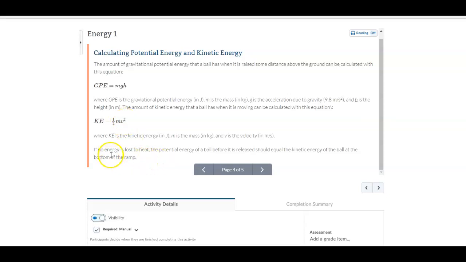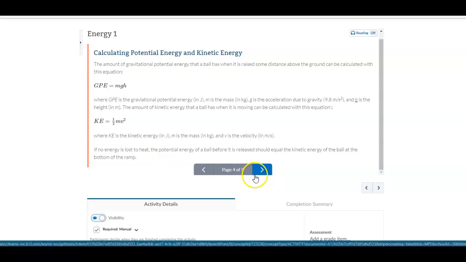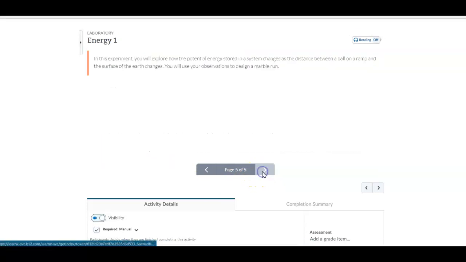So if no energy is lost to heat, the potential energy of the ball before it's released should be equal to the kinetic energy of the ball at the bottom of the ramp. Okay, so we're seeing that eventually those two numbers would be equal if there's no energy lost to heat or friction.